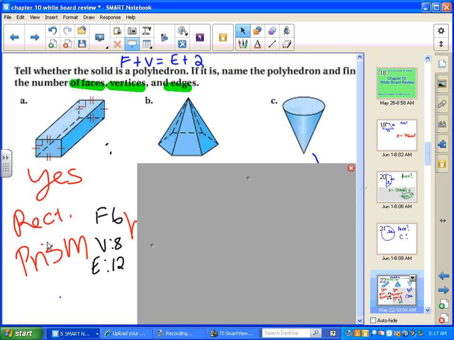Okay, letter B, Briar, yes or no? Good. What kind of figure is it? Good. Emma M, how many faces are in letter B? Good. Jeremy, how many vertices are in letter B?